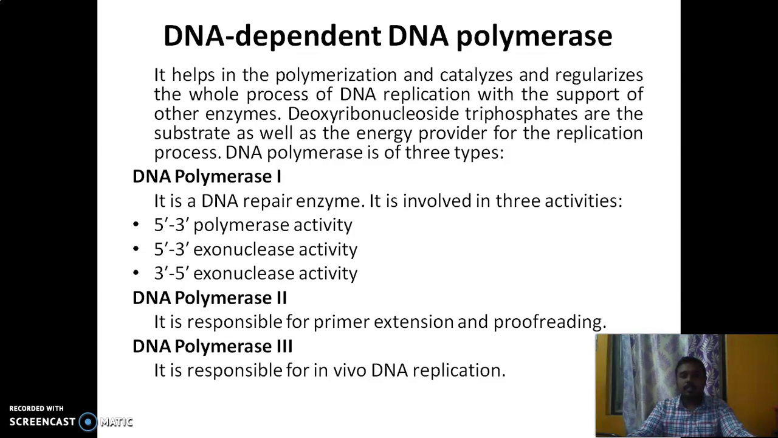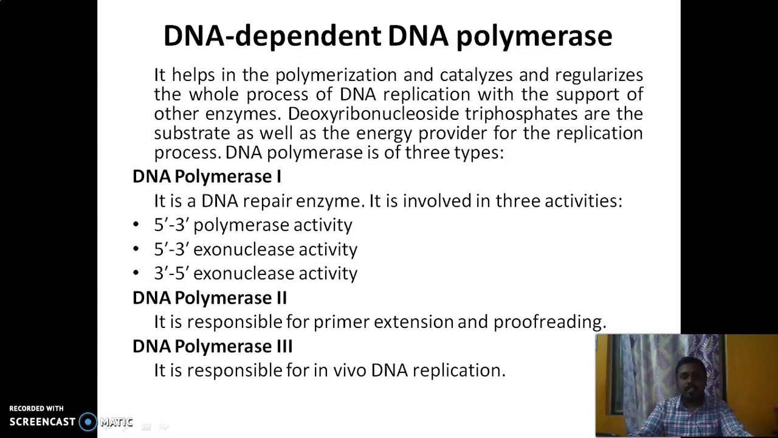Deoxyribonucleoside triphosphates are the substrate as well as the energy provider for the replication process. DNA polymerase is of three types: DNA polymerase 1, DNA polymerase 2 and DNA polymerase 3. Each takes care of some special roles in the replication process. For example, DNA polymerase 1 is a repairing enzyme which repairs the DNA.